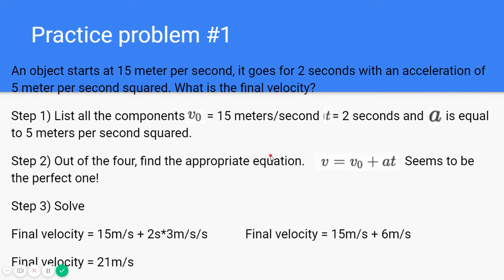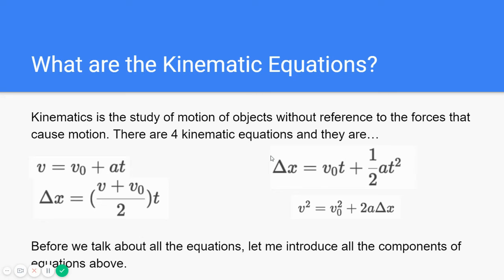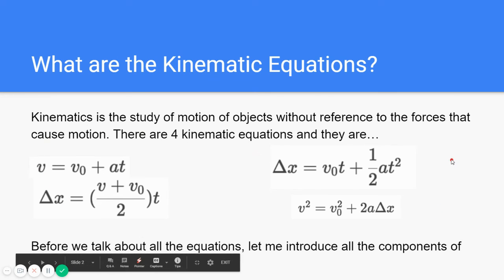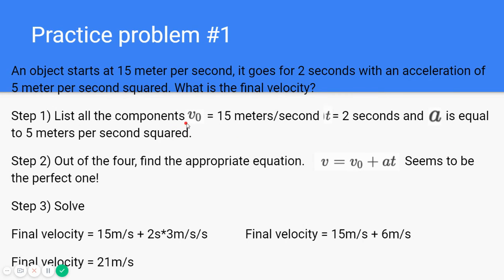Step 2, out of the 4, find the appropriate equation. And so what are the 4 equations? These are the 4 equations. So for this question, find the appropriate equation. So we are given initial velocity, acceleration, and time. So we're asked for the final velocity. So here we have the initial velocity, acceleration, and time, and here's the final velocity. This is the perfect equation.